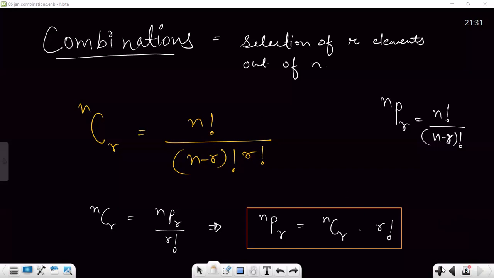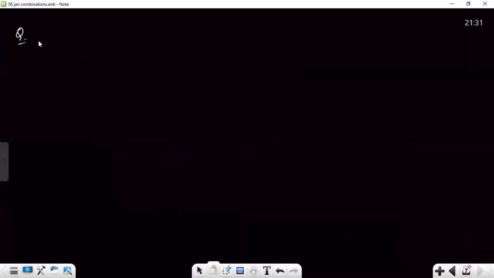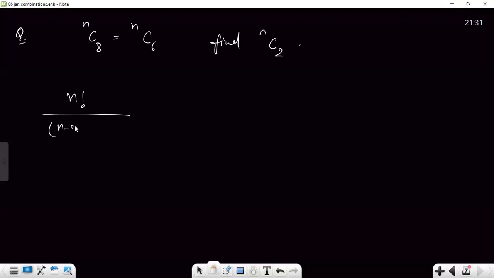Okay, so let's now solve the question. It is given that nC8 is equal to nC6, and we have to find out what is nC2. Let's apply the formula. On the left hand side, n factorial upon (n minus 8) factorial into 8 factorial equals n factorial divided by (n minus 6) factorial into 6 factorial. n factorial cancels n factorial.